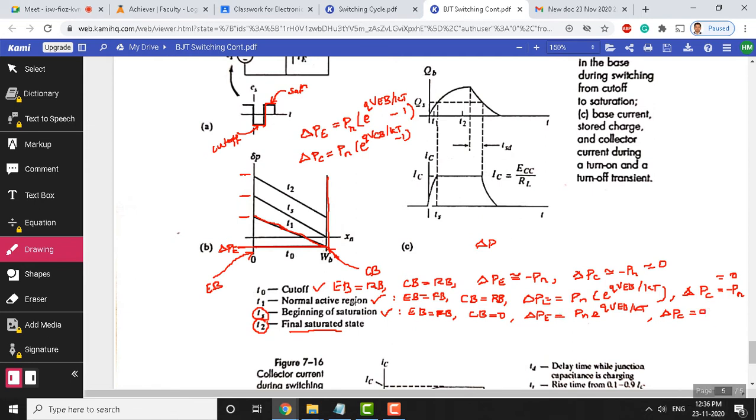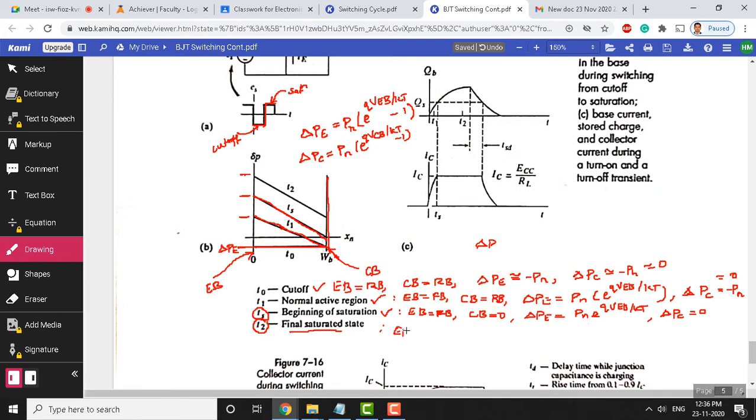Okay. So, that is for the beginning of saturation for this region here, T S. So, this is T S, beginning of saturation here. Next, we have lastly the final saturated or oversaturated condition.